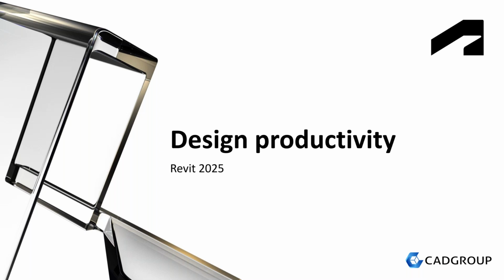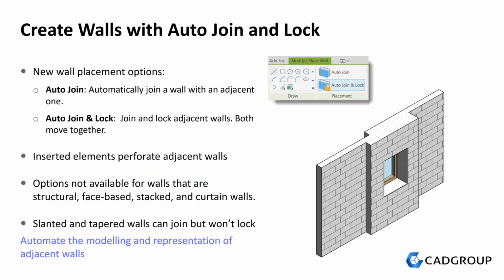So create walls with auto join and lock is one of the new features for Revit 2025. This new feature allows newly created architectural walls to be automatically joined with adjacent walls, either joining only or joining and locking them together. So any elements inserted into the walls, such as doors and windows, will penetrate both walls, but there are limitations. So complex cuts won't cut through both aligned locked walls, only simple cuts will.